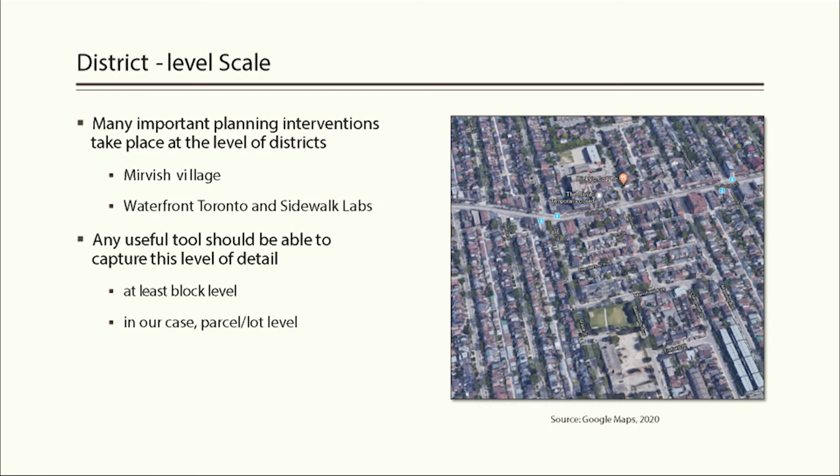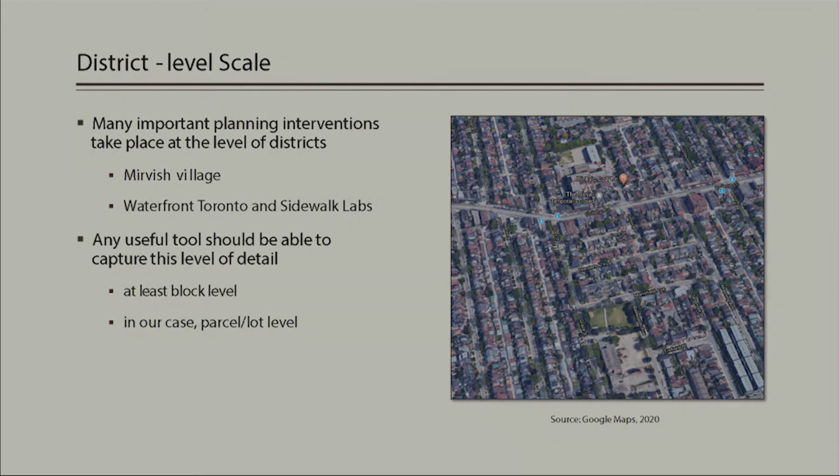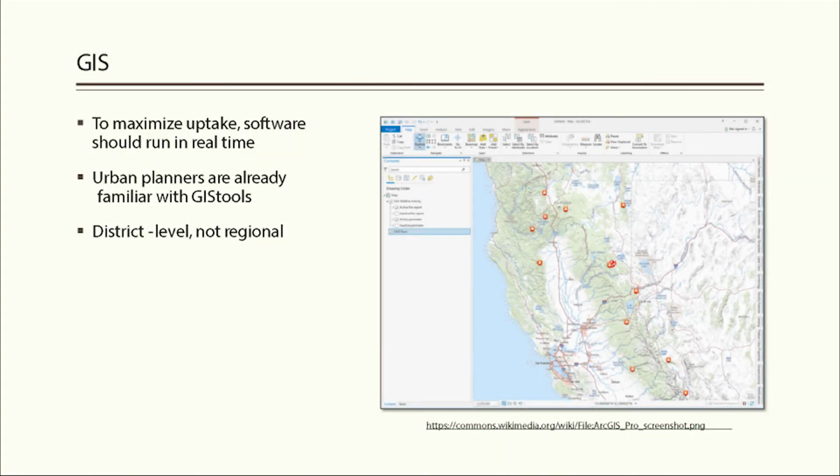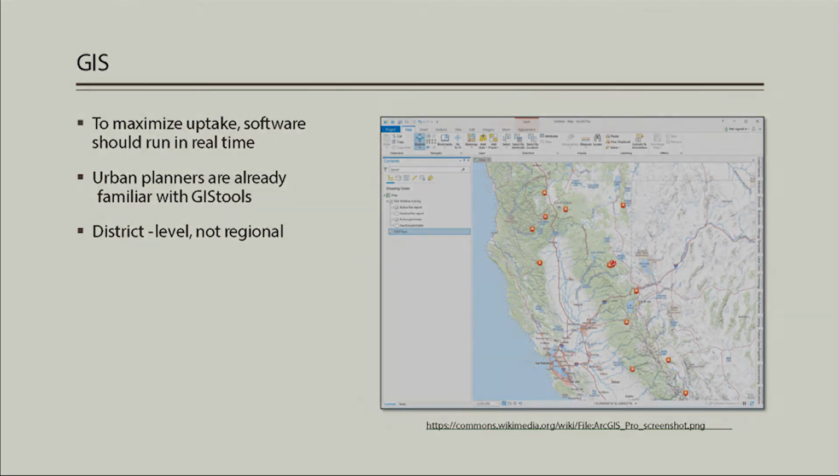Fourth, our software must operate at district scale. A lot of planning decisions take place at the level of districts. Mirvish Village and the Waterfront Toronto Sidewalk Labs collaboration are two examples. Finally, our software should run in GIS systems, since urban planners are already familiar with them.